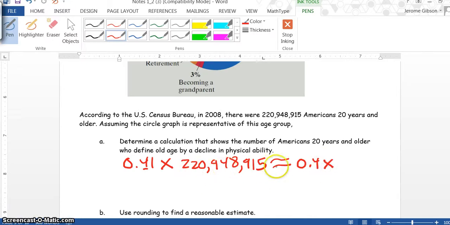Now, since we have 220 million, it seems that we should round to the millions place, which is this 0 here. So we'll look at this 0, we'll go to the right of it. This is 9, so this is 5 or more. So we will add 1 to this 0 and make everything behind it zeros. So it'll be 221 million. So we have 0.4 times 221 million.